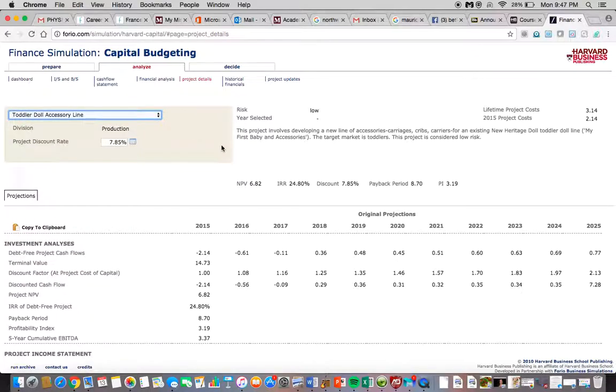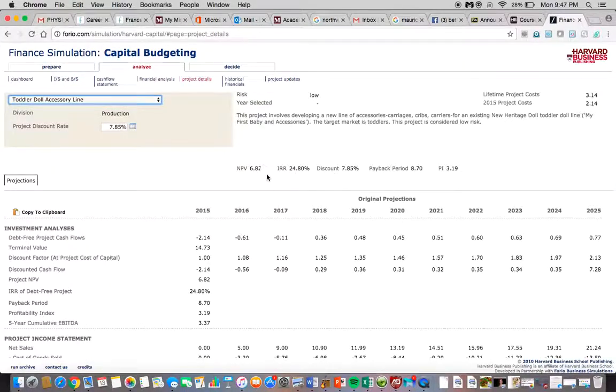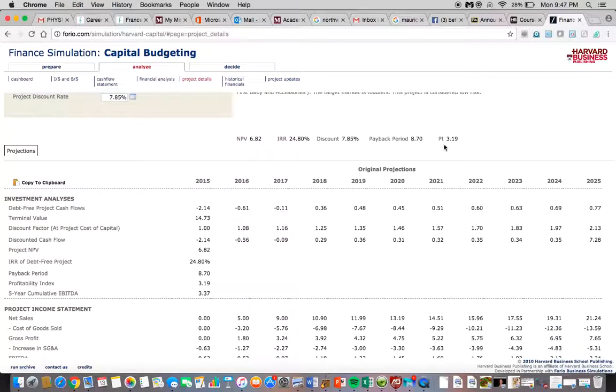We are looking at the toddler doll accessory line right now, and as you can see, the risk is low and the lifetime projected cost is a 3.14, and being that it is such a low number, it is also good for the company. The NPV is a 6.82, which is an average NPV. It could be higher or it could be lower. The IRR is 24.80%, and the discount percent is what we discussed earlier. Then you have the payback period of 8.70 years, and the profitability index of 3.19.